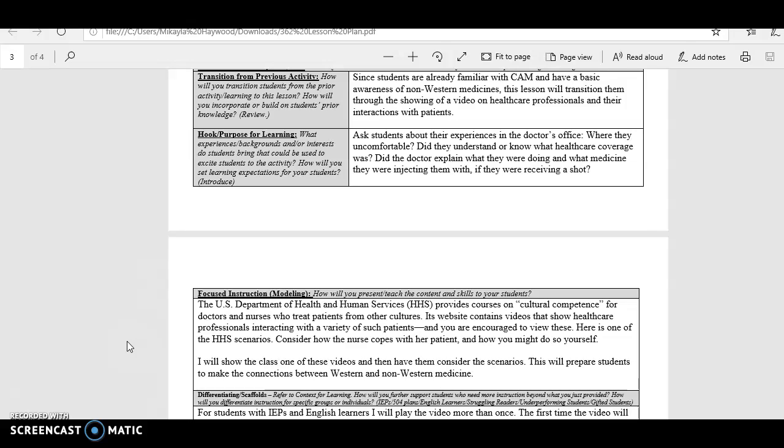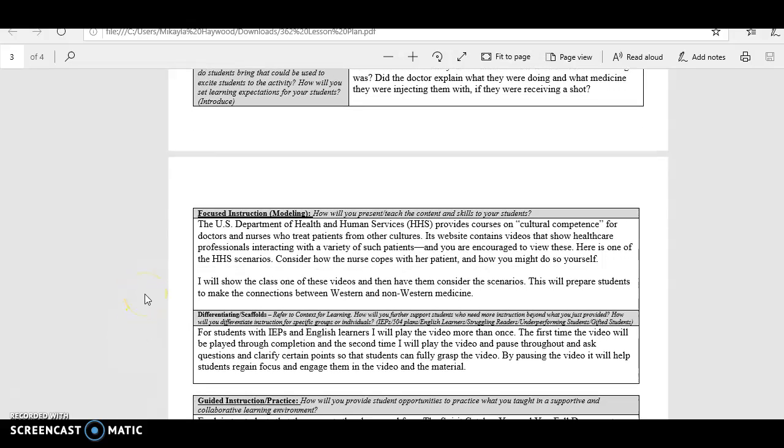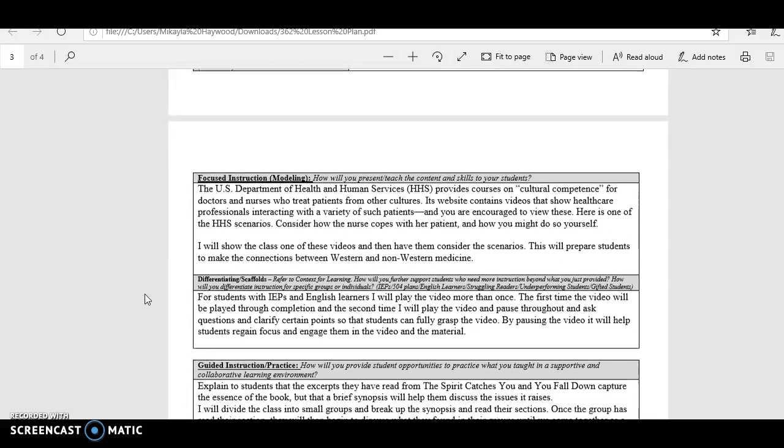And I thought this was a pretty good hook because every time I've been to the doctor, as far as I can remember, they've always walked me through what they were doing. This is a shot for the flu. It contains this, and so forth. And I think that's a really good thing to ask students to get them more aware of what is actually happening when they're going to the doctor and even healthcare in general.